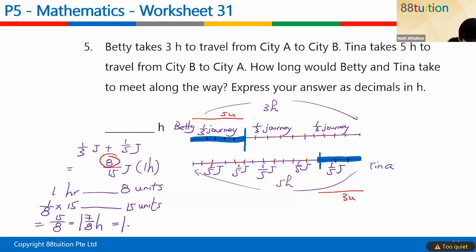7 out of 8 is equal to 0.875. Okay? So 1.875. Is it difficult? Yes, it is a little bit challenging. Okay? All right. Is everyone with me? Yes. But can you understand after I explain?